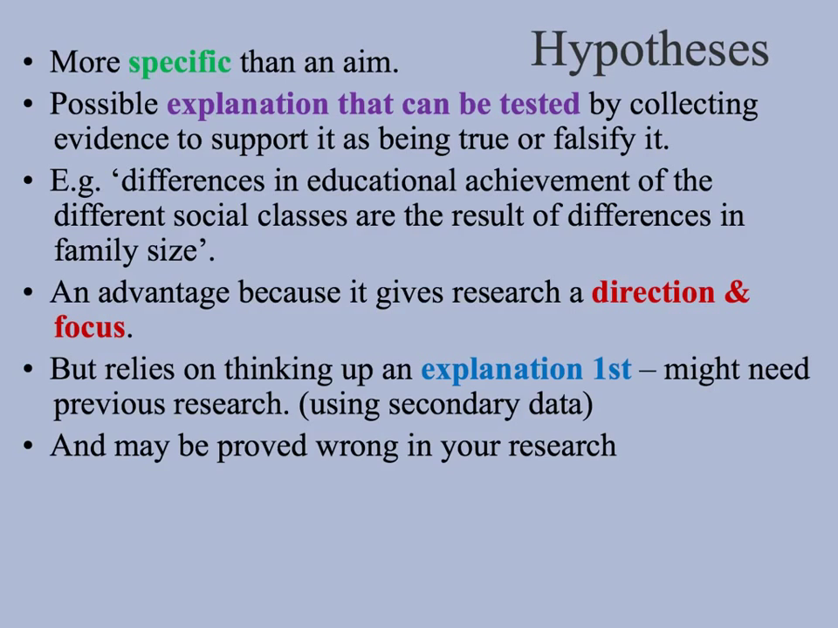So, you can tell that this is something that can be tested. You could conduct your research, your questionnaire, and if you found that actually students from much bigger families did less well in education, you've proved your hypotheses true. However, if there's absolutely no correlation between family size and how well a student does at school, you know that you've proved your hypotheses as false. The good thing about hypotheses is it gives research a direction and a focus. But it does rely on you thinking up an explanation first before you actually conduct your research.